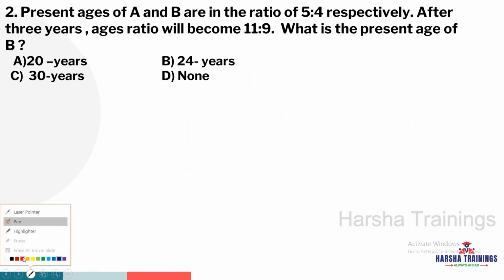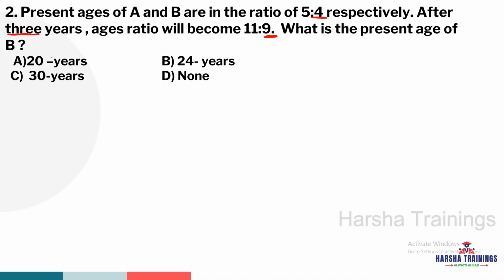Second question. Present ages of A and B are in the ratio of 5:4 respectively. After 3 years, the ages ratio will become 11:9. What is the present age of B? I think no need for pen and paper, guys, here. Okay, look at the screen, guys. So find out the present age of B. Present B is how many parts here? 4 parts. After how many years? 3 years. So B is how many parts? 9 parts.